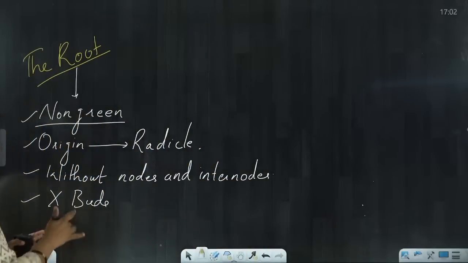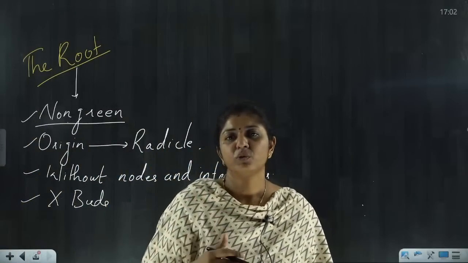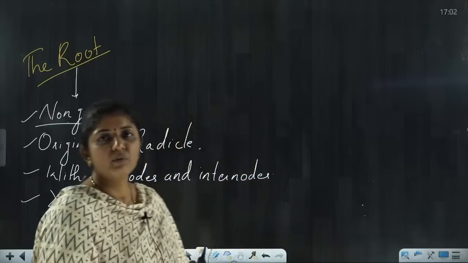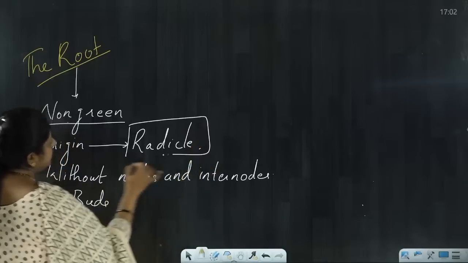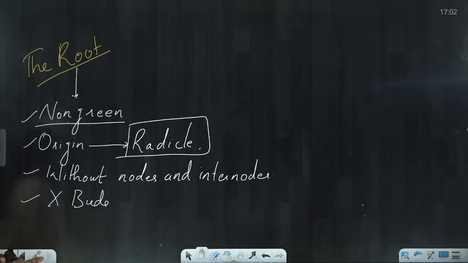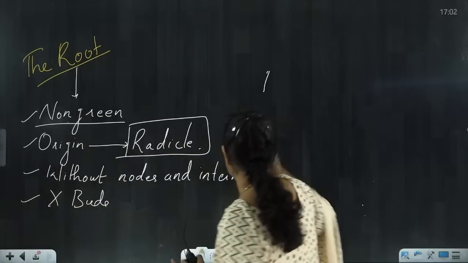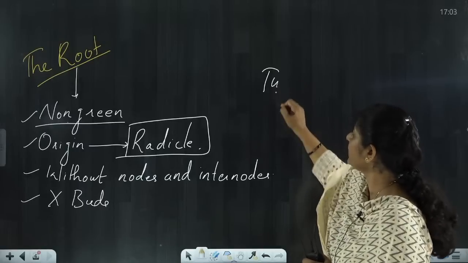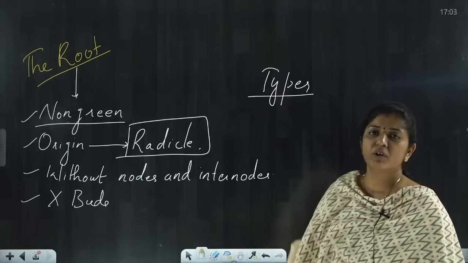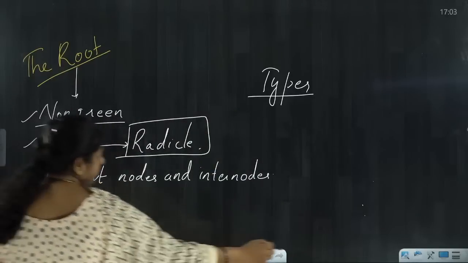So just keep in your mind, non-green means it is not green in color, pigment is not there. It will not show photosynthesis. It will be underground, the system, and it is coming from the radicle part of the embryo. Now, what are the regions? Regions means what are the parts? Even before the regions, better I take the topic types. What are the types of root? What you were asking me in the beginning, right? I am taking that point now.